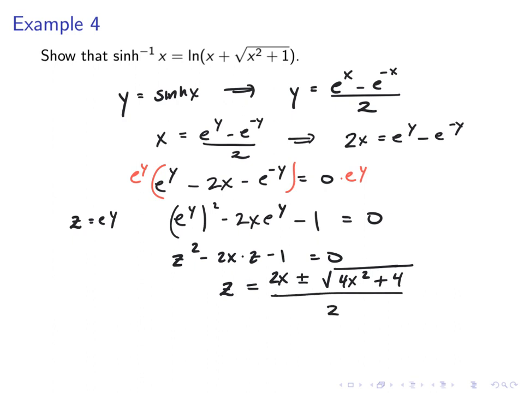Now you notice that both terms under the square root have a 4, right? So I can just factor that 4 out and then pull it out of the root as a 2. So it's going to be 2x plus or minus 2 times the square root of x squared plus 1, all over 2. And I can factor the 2 out and cancel it with the 2 in the denominator. So what I get is x plus or minus the square root of x squared plus 1, and that's it. Now, we're not done yet because I solved for z. Okay? I solved for z.